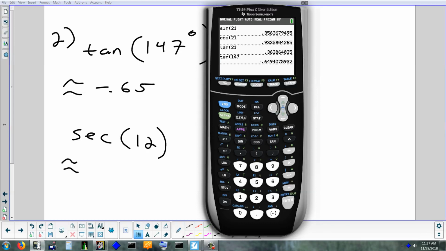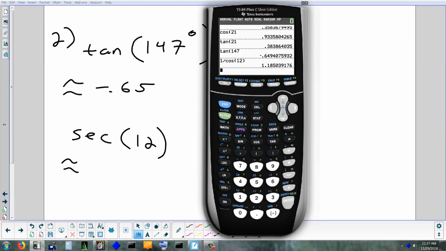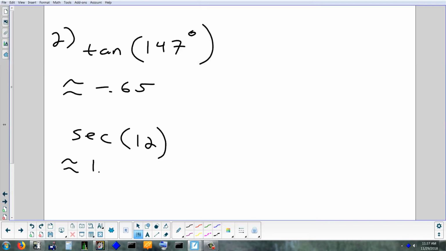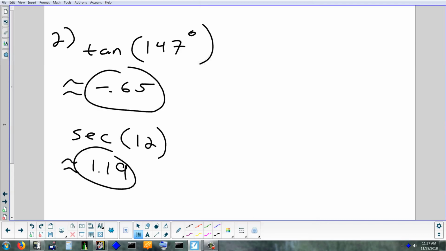It would be 1 divided by cosine 12. Yes, 1 divided by cosine 12. You don't have a secant button, so there is no way to type in SEC. You have to flip the cosine. So 1.19. Any questions on that?